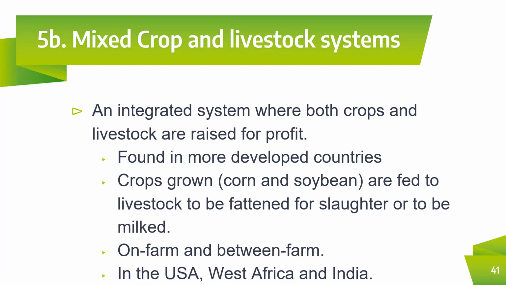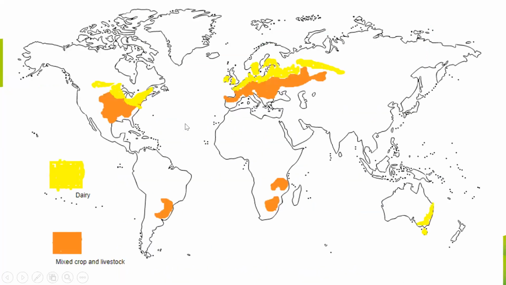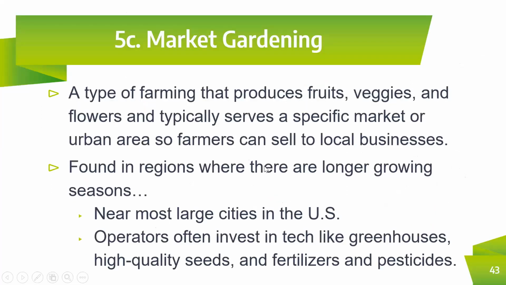All right. So, a combination of cash crops with livestock. And here you can get a sense of where the practices may be occurring for this. All right. And here we go.